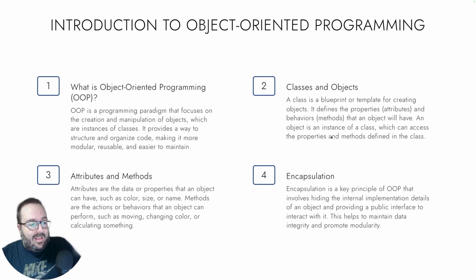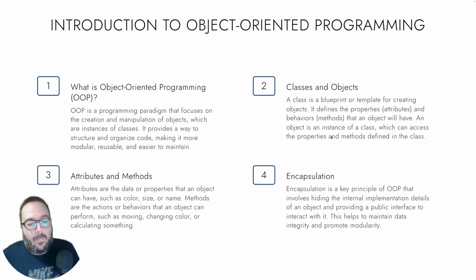Attributes and methods of the class are the data, properties, or behaviors of that class. For example, an object can have attributes like color or size or name, and can have methods to perform actions like moving or changing color or withdrawing money, or whatever you can imagine as an action.